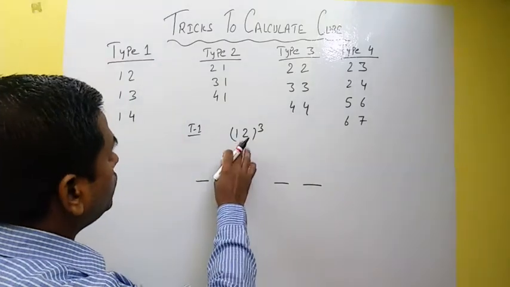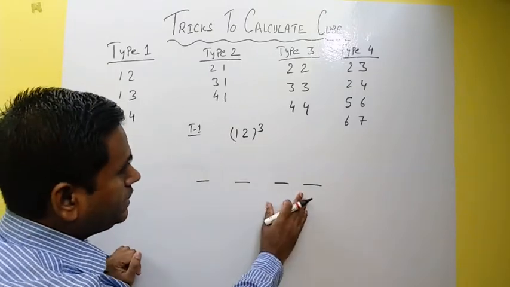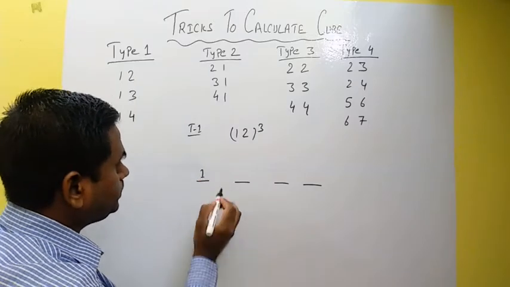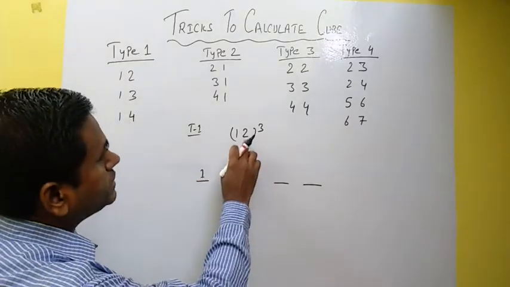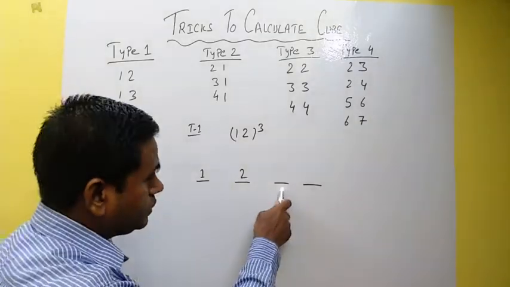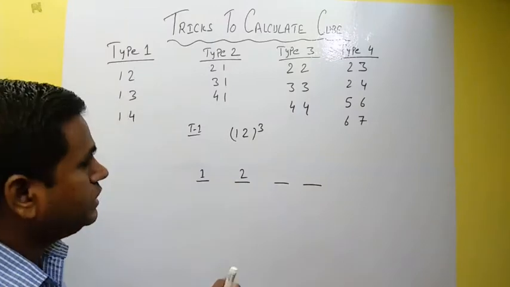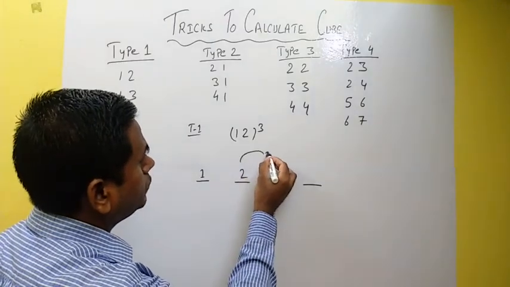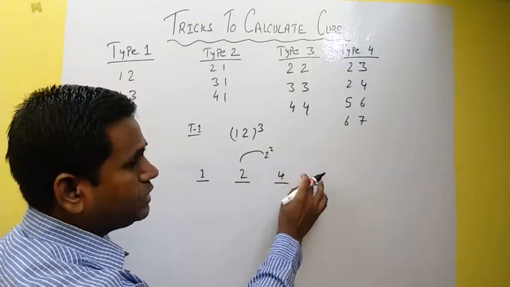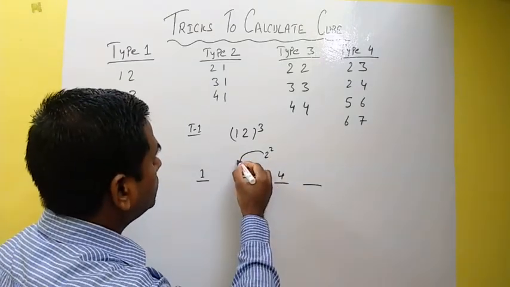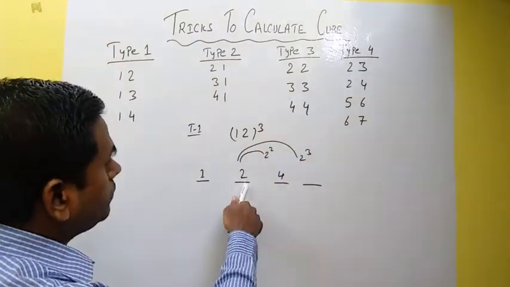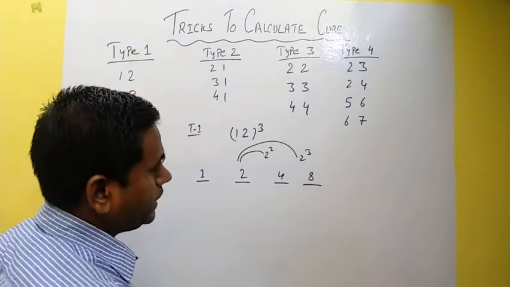What we have to do is write it in a 4-digit format. In the first place we will write 1. In the second place we will write the second digit, which is 2. For the third place, we will write this 2 square, which is 4, and for the fourth place we will write 2 cube. This is important. So 2 cube is 8.